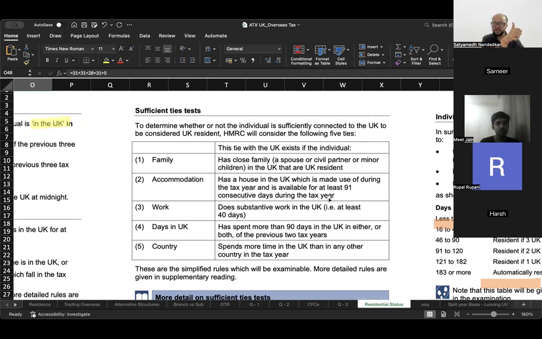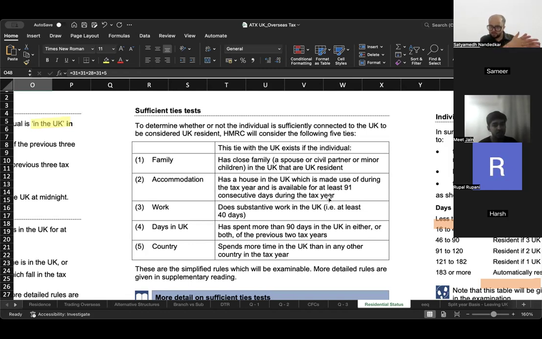F, family, has close family in the UK that are UK resident, और close family मतलब spouse या फिर civil partner या फिर minor children. ठीक है, they have to be resident in the UK. Just them staying there is not enough. Family tie है या accommodation tie, has a house in the UK which is made use of during the tax year and is available for at least 91 consecutive days during the tax year.